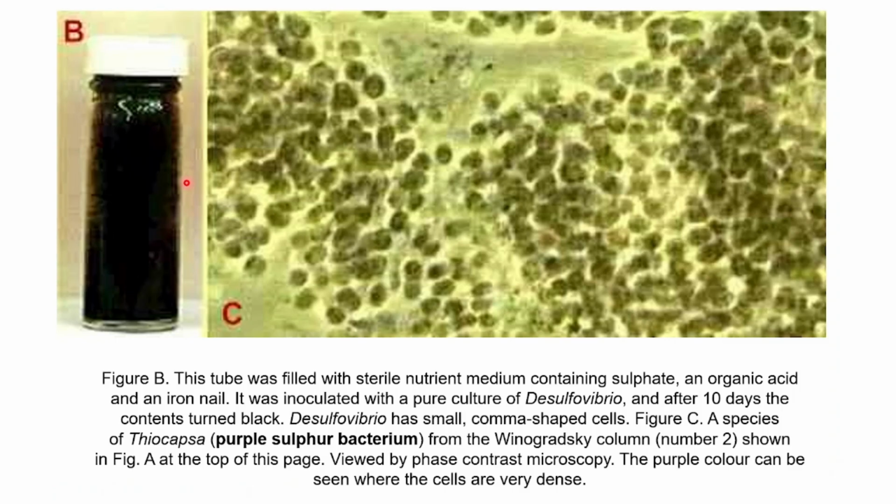So this is what happens. This tube was filled with sterile nutrient medium containing sulfate and organic acid and an iron nail, and it was inoculated with a pure culture of Desulfovibrio, and after 10 days the contents turned black.